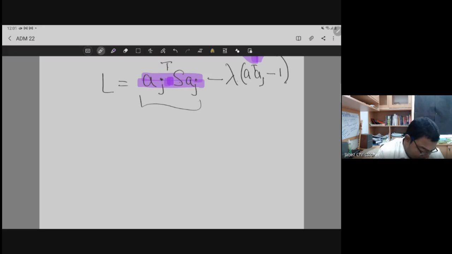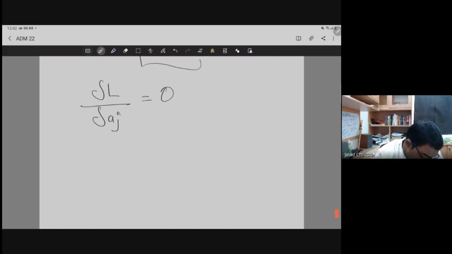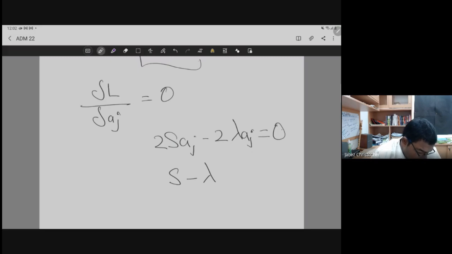How will I solve this? Differentiating this with respect to Aj, what will I get? Differentiating this with respect to Aj, this becomes 0, and so this becomes lambda, because this is a scalar.